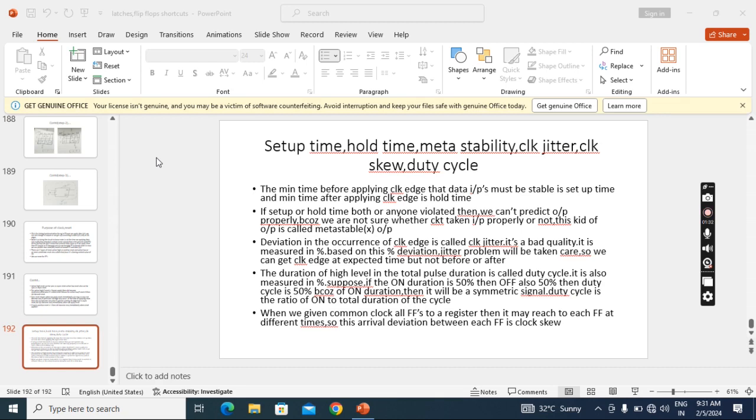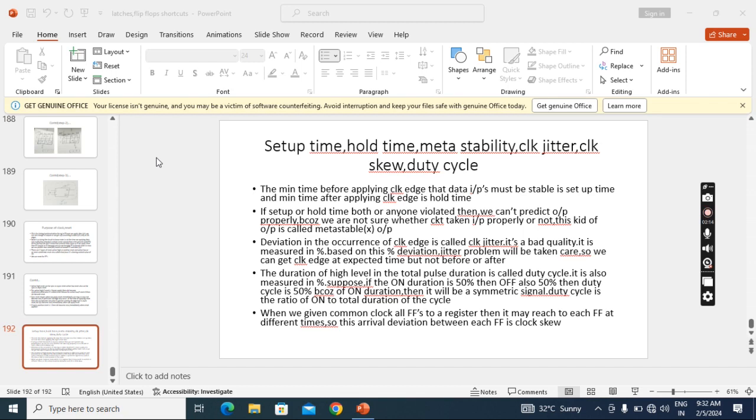Now coming to clock jitter. We know clock edges will occur, so we expect the clock edge at a certain time. Because of jitter, that clock edge may occur before the expected time or after the expected time. This deviation of the occurrence of the clock edge with respect to the expected time is called clock jitter. It is measured in percentage, so based on that percentage we can understand how much deviation is happening, so that we can solve that jitter.